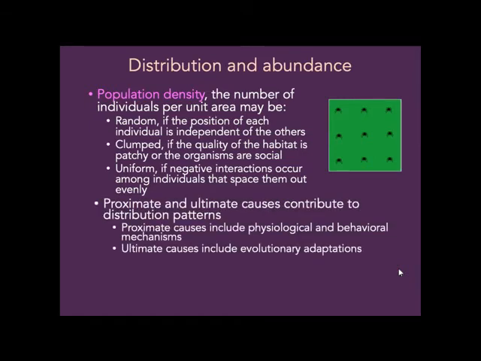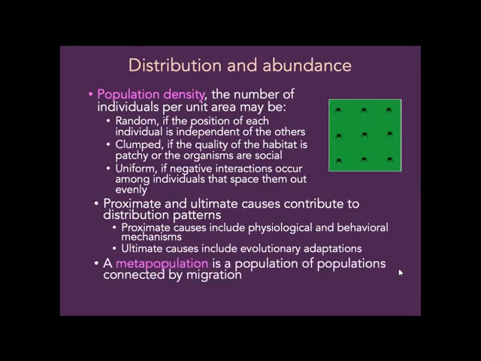There are both proximate and ultimate causes that contribute to the pattern of distribution of organisms. Some of the proximate causes can be physiological and behavioral mechanisms: behaviors that cause them to either gravitate towards one another or avoid one another, or physiological limitations that cause them to gravitate to a particular location versus another location. Ultimate causes include evolutionary adaptation. Over time, the different groups have adapted to live in particular ways.